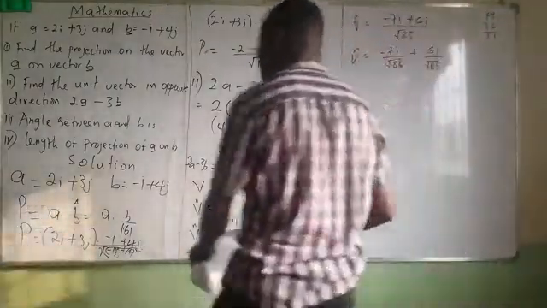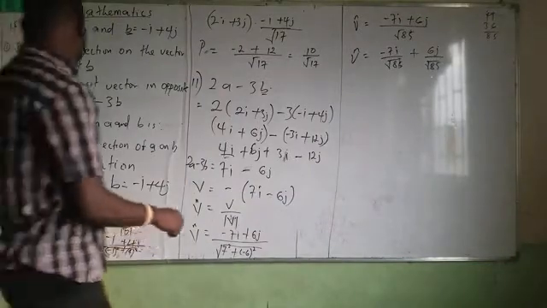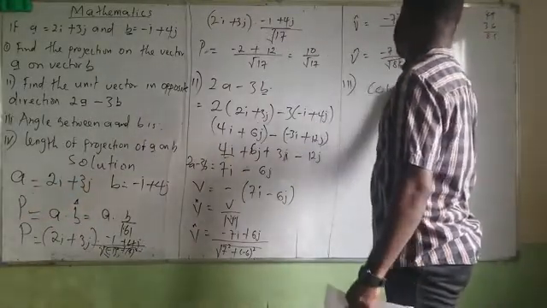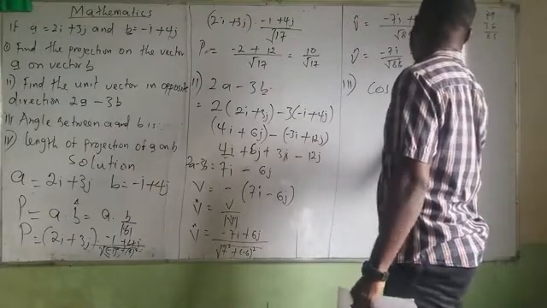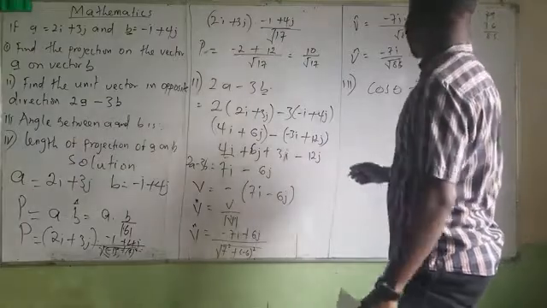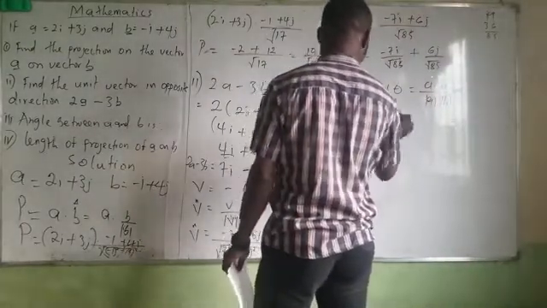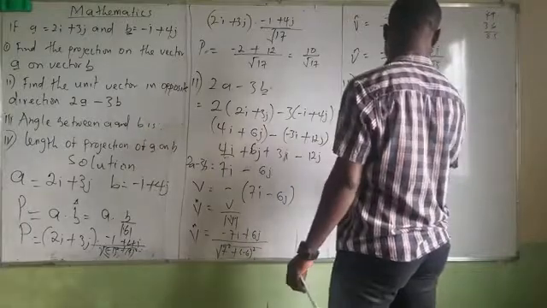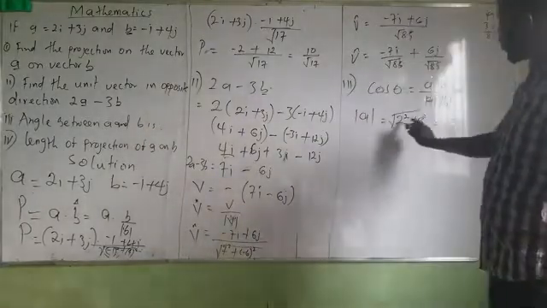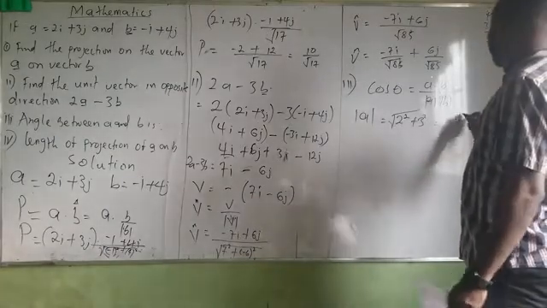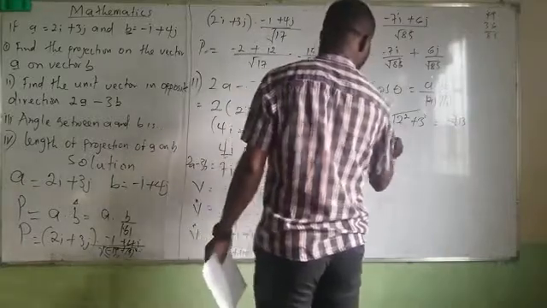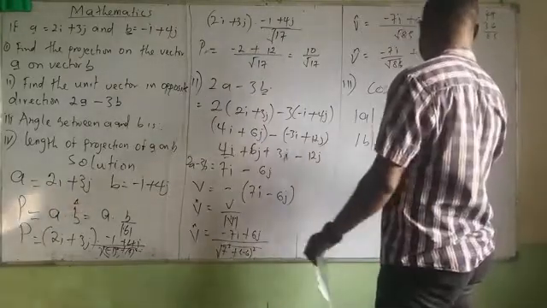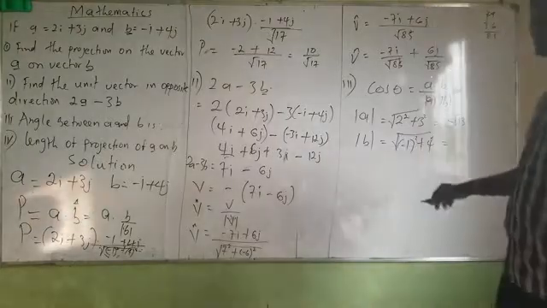The next thing that we need to find is the angle between A and B, which is number 3. Now, the angle: cos theta equals A dot B divided by the magnitude of A times the magnitude of B. What is my magnitude of A? I have 2 squared plus 3 squared, all root, which gives 4 plus 9, that will be 13, root of 13. Now, the magnitude of B will be equal to the root of 1 squared plus 4 squared, which is the root of 1 plus 16, that will be root of 17.